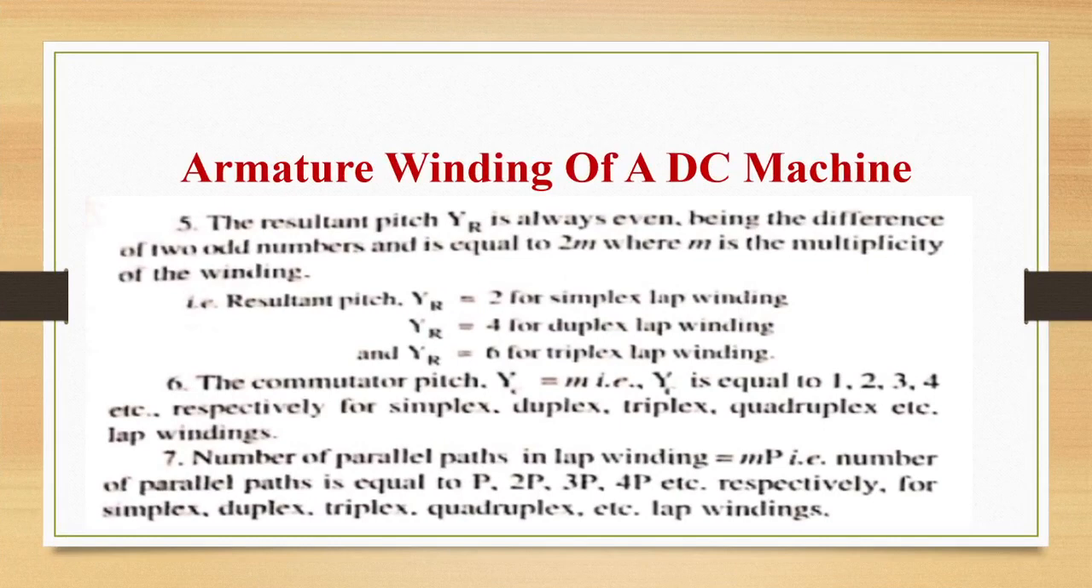Commutator pitch is equal to M, that is YC is equal to 1, 2, 3, 4 and so on respectively for simplex, duplex, triplex, quadruplex windings. The number of parallel paths in lap winding is equal to MP, that is, the number of parallel paths is equal to P, or 2P, 3P, 4P for simplex, duplex, triplex, quadruplex windings.